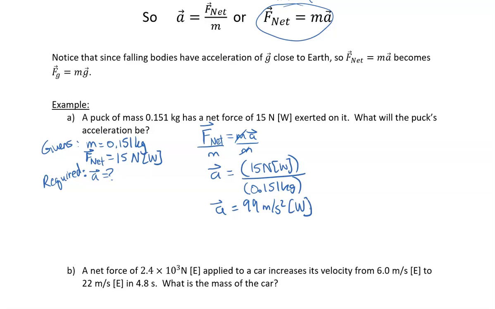So we've done givens, required. Our analysis was getting the equation. We rearranged the equation and got a solution. And then we are going to conclude with a statement. Therefore, the puck will accelerate at 99 meters per second squared.